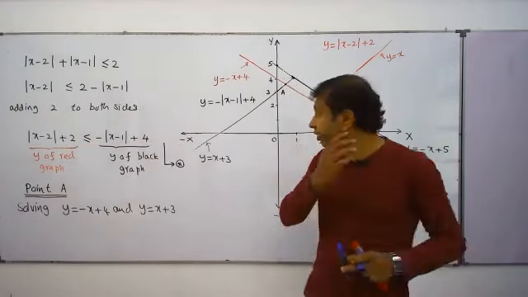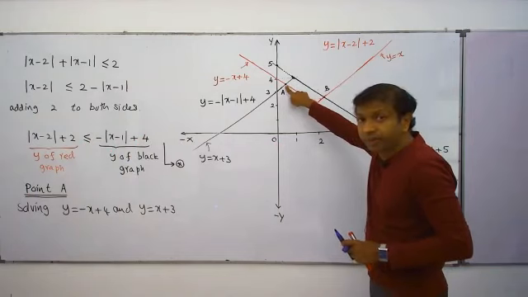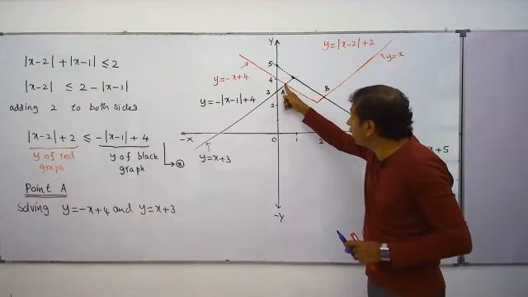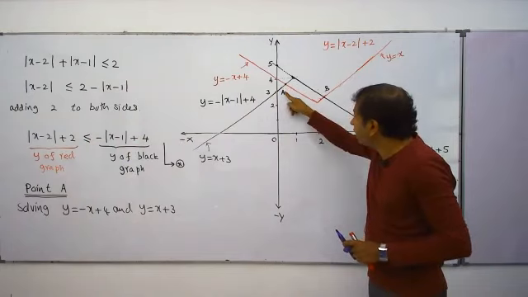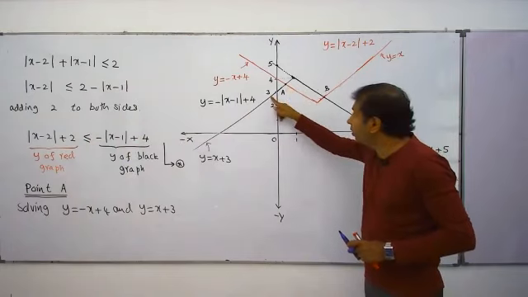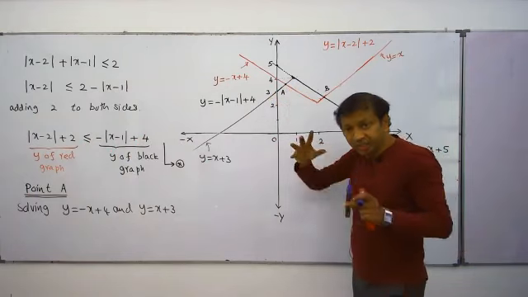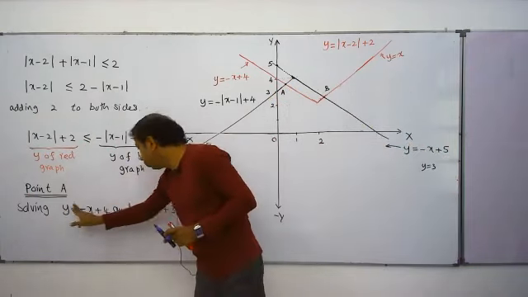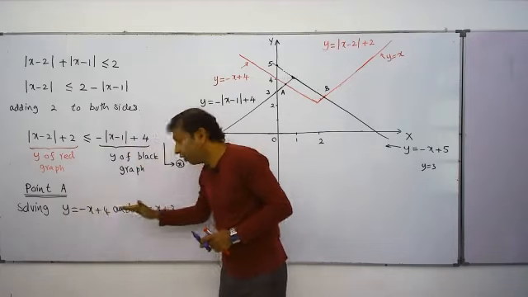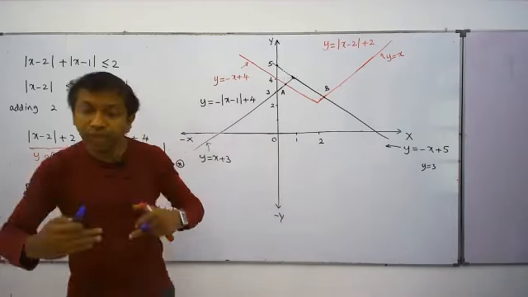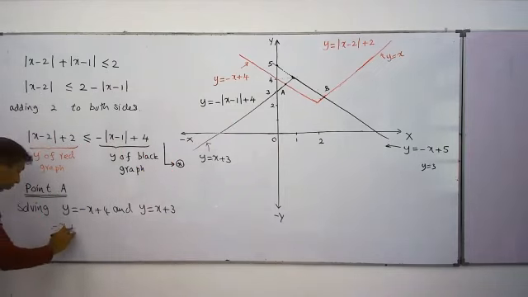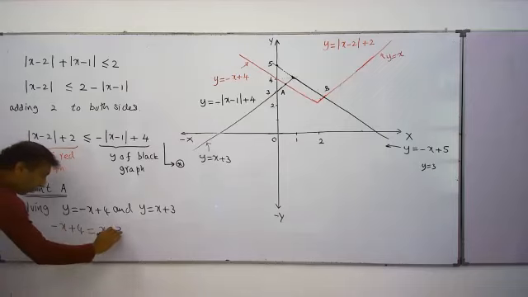The reason is, at the point A, the y coordinate of the black graph means the height to the black graph, and at the point A, the height to the red graph is also the same. At the point A, the y of black and the y of red are equal. That is why we equate this y to this y. If the y's are equal, the right hand sides are also equal. Therefore, we equate the right hand sides: minus x plus 4 equals x plus 3.